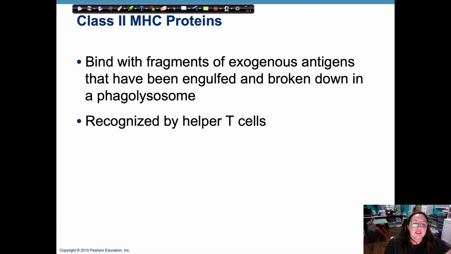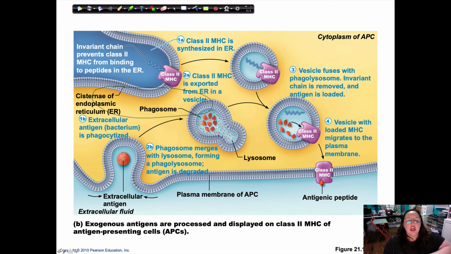Now, MHC class 2 proteins, which we talked about yesterday when we talked about humoral immunity, are going to bind with a couple of different things. They're either going to bind with fragments of free-floating antigens or fragments that have been engulfed and broken down in a phagolysosome. So this would be not when the cell is infected, but when the cell has purposefully taken in the antigen. Okay, so this is showing you that mechanism.